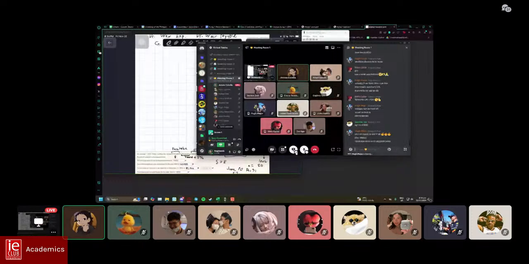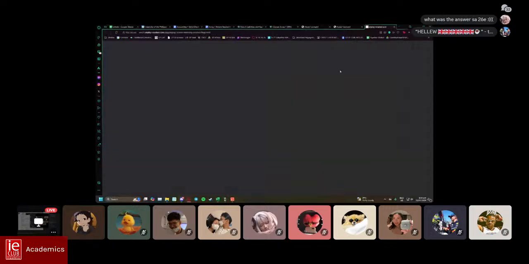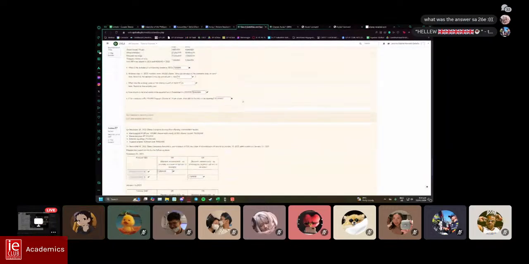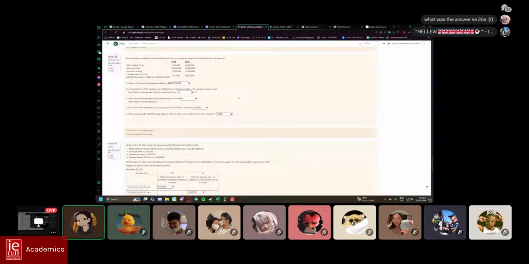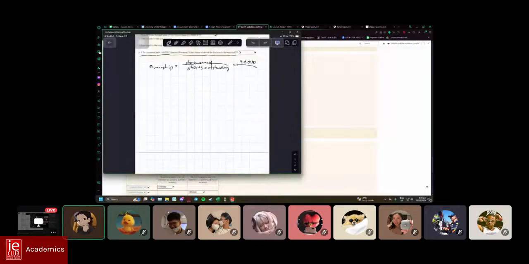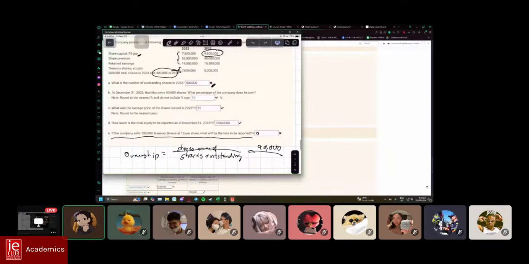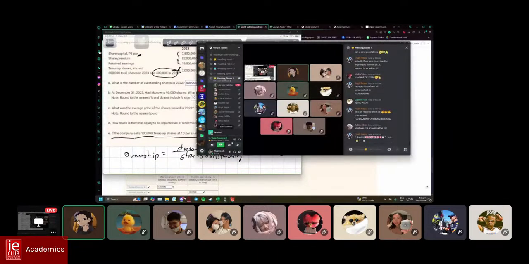You're so current. 26E, is that... oh sorry, it's here. Oh wait, I closed the 26E. It's zero. There's no gains or losses for shares.